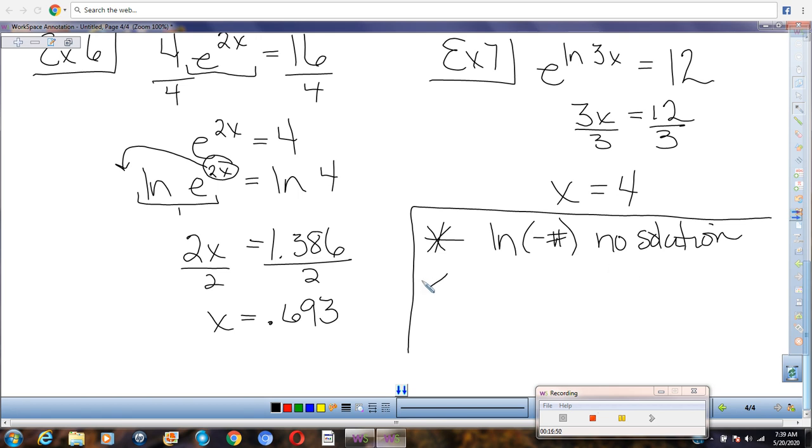And number 15, again, I have a typo. Sorry about that. The correct question is e to the x minus 1 equals 50. If I'm going to solve for x, I first have to move this 1 to the other side. So I'll have e to the x equals 51. And then I just take the natural log of both sides and go ahead and solve it.